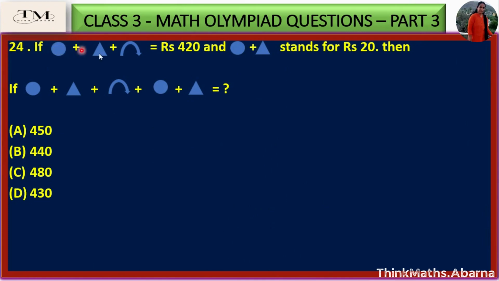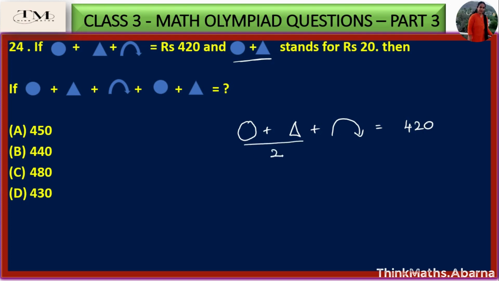If circle and triangle and this arrow is equal to rupees 420 and circle plus triangle stands for rupees 20, then circle plus triangle plus this arrow plus circle plus triangle equal to question mark. We have to find out this answer. So what is given here? It is given the circle plus triangle and this arrow makes 420. And what they give? Circle plus triangle stands for 20.